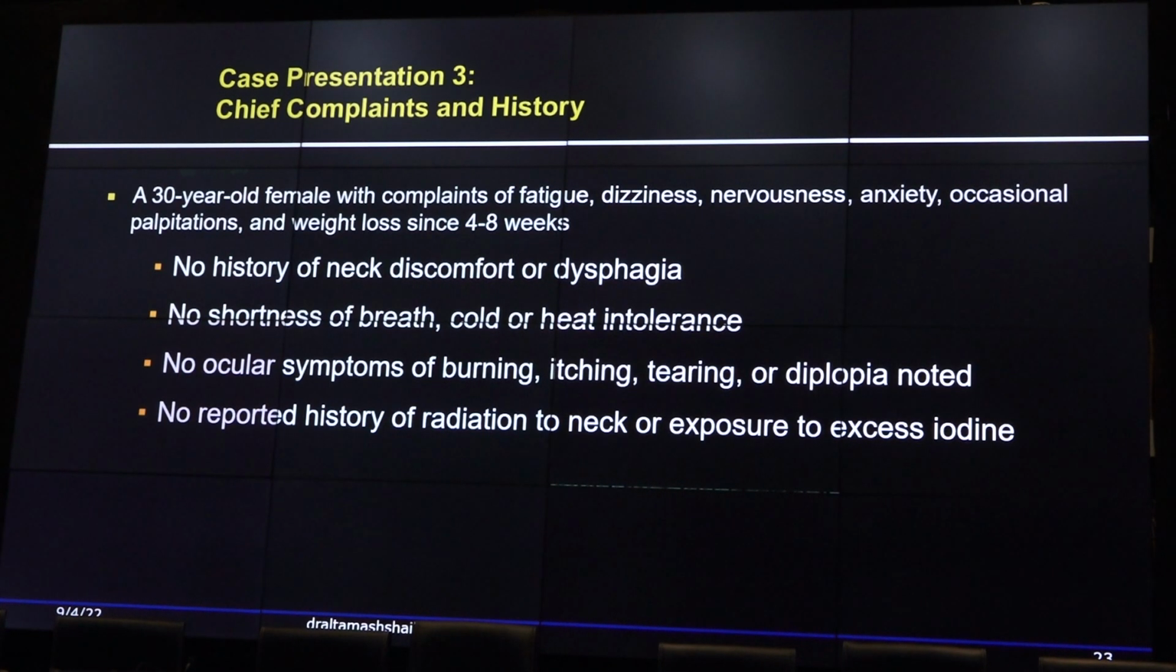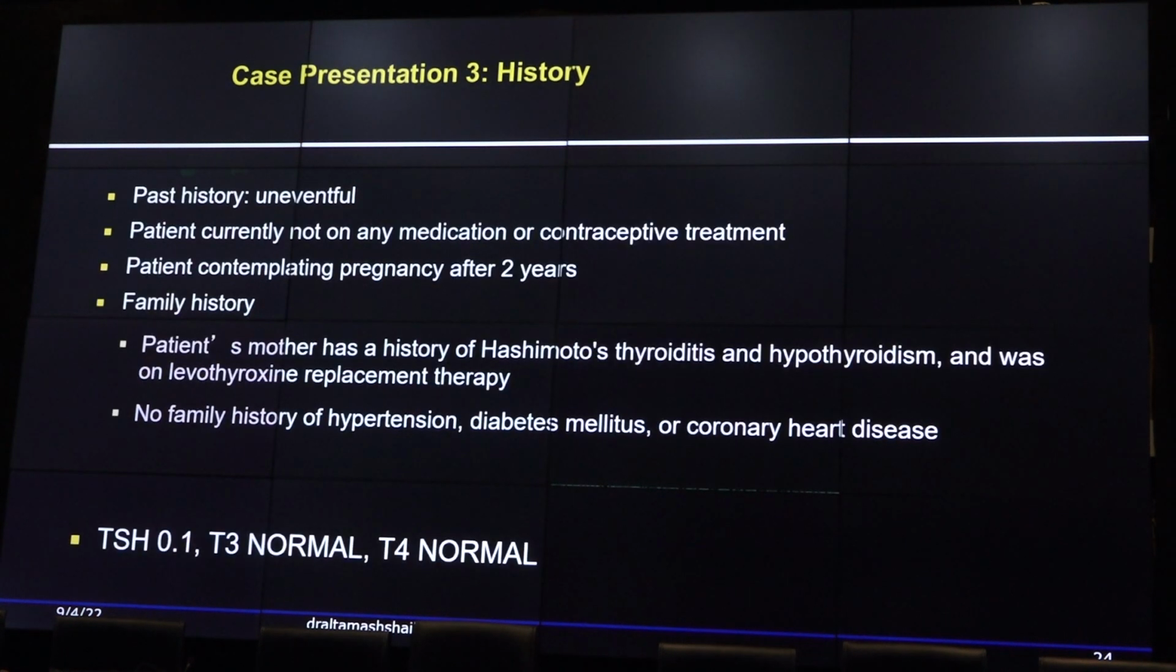Let's look at this case. It's a young girl, 30 years old, a married lady, who complains of fatigue, dizziness, nervousness, anxiety, occasional palpitations, and weight loss since 4 to 8 weeks. No family history of thyrotoxicosis, but there is a family history of thyroid disease, hypothyroidism in mother. There is no discomfort in the neck or dysphagia, no shortness of breath, nothing that would suggest any other abnormality about the thyroid.